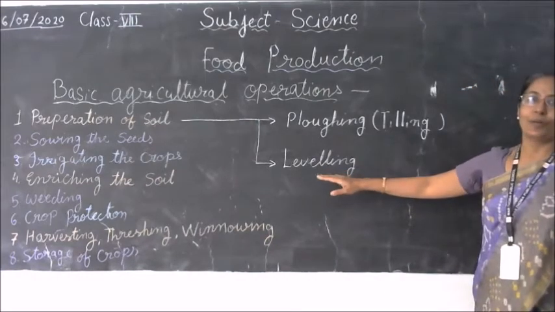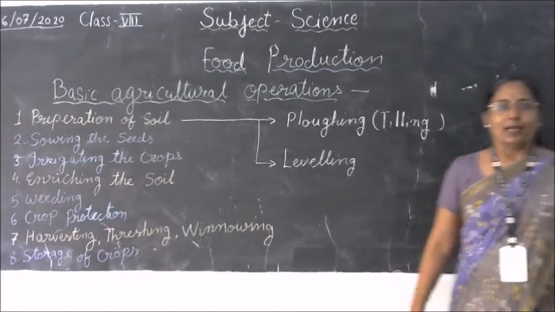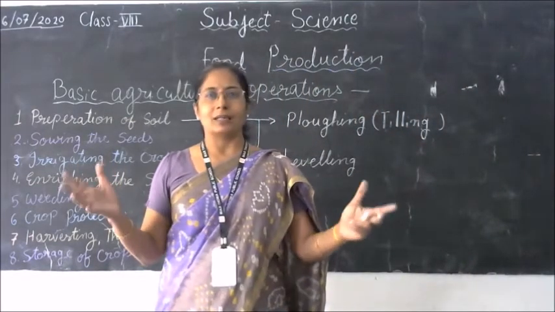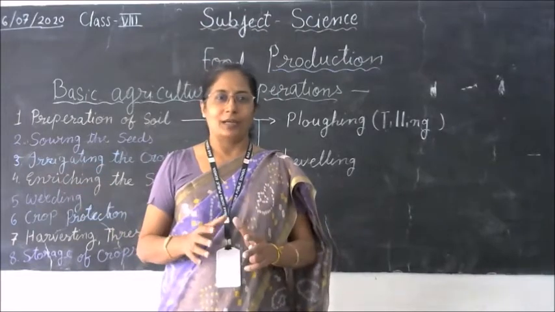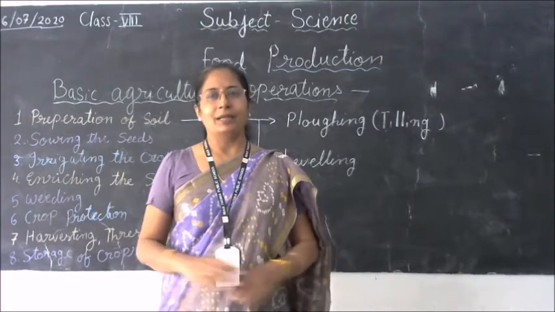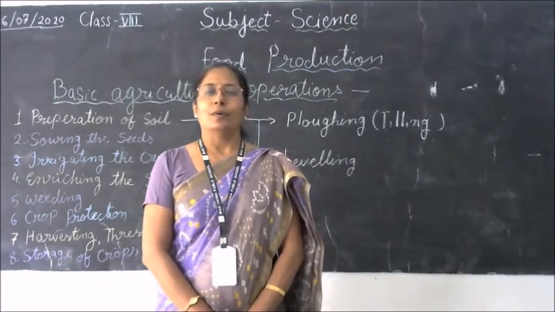The process of making soil even is called leveling, right? It prevents soil erosion and it breaks down the big large crumbs into smaller ones. It distributes the water evenly in the field and maintains the soil fertility. It prevents loss of moisture also.